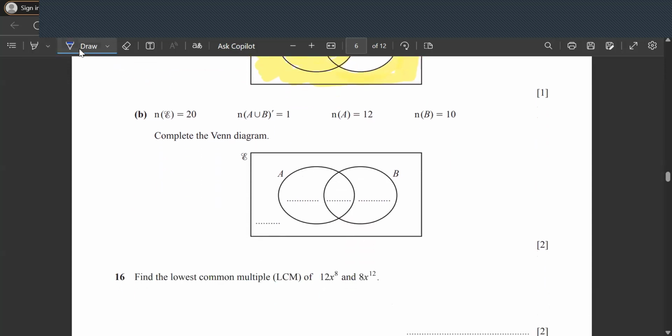Okay, for this question, he's telling me that n of universal. What is the meaning of universal? Universal means all the numbers in the question are supposed to add up to 20. The sum of them equals 20. Okay, so I know all of them equal 20.